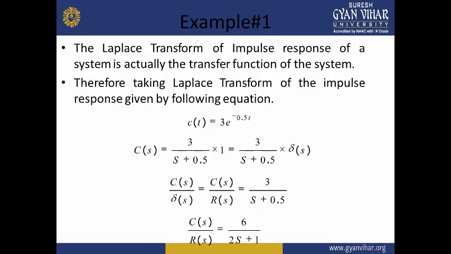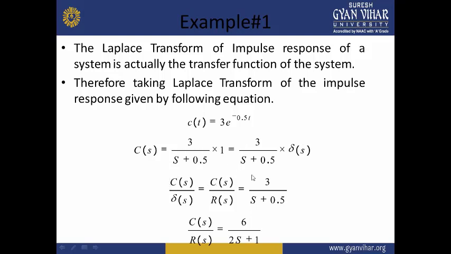Now, as the equation given to you is c(t) equal to 3 into e^(-0.5t), if I do the Laplace transform of this, I will get 3 upon s plus a, where a is 0.5, into 1. Why have I taken the 1 over here? Because this is the impulse response in the S domain, which is equal to this into delta(s).